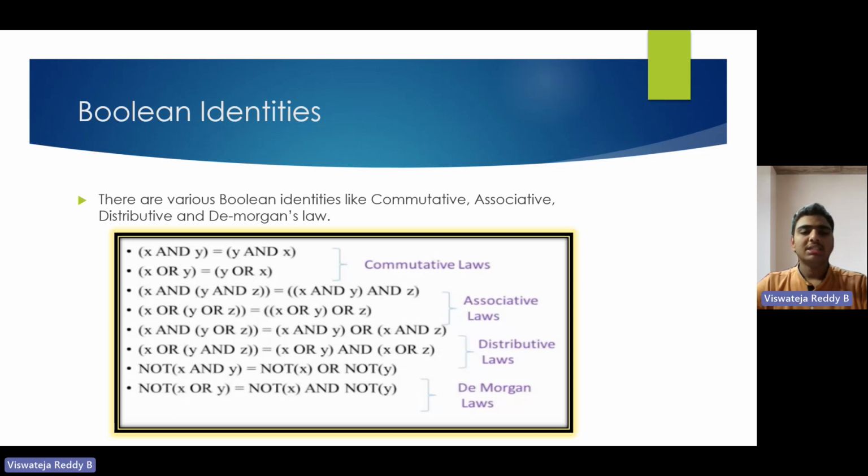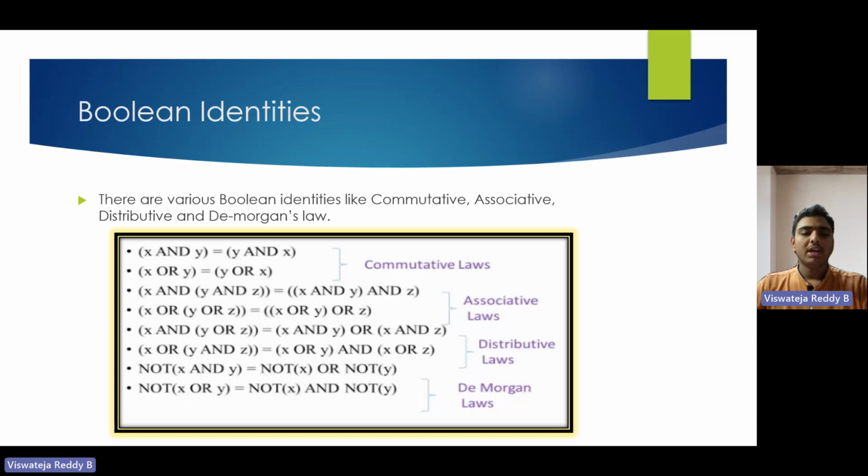Next, associative law: x and (y and z) is equal to (x and y) and z. x or (y or z) is equal to (x or y) or z. x and (y or z) is equal to (x and y) or (x and z). x or (y and z) is equal to (x or y) and (x or z). These are known as distributive law. Now coming to De Morgan's law, which is a very important law and very useful for our examination purposes.